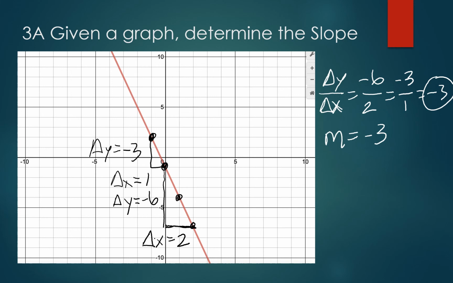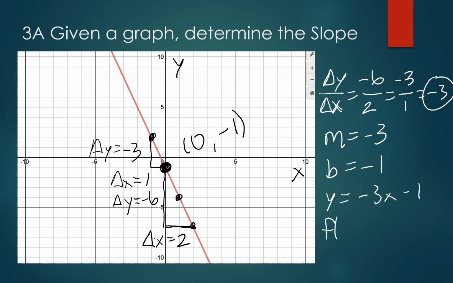I'm going to go ahead and do my y-intercept, which is right here. In case you forgot, you could label your axis. So this point is (0, negative 1). So that means my b is negative 1. So I'm going to write my equation as y equals negative 3x minus 1. Or you could write it as f of x equals negative 3x minus 1.